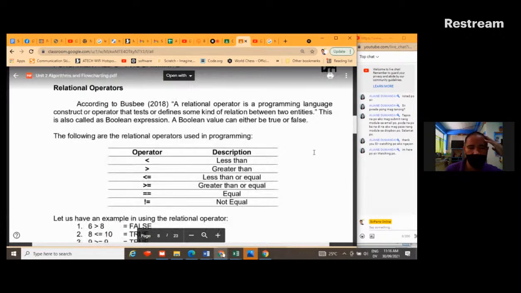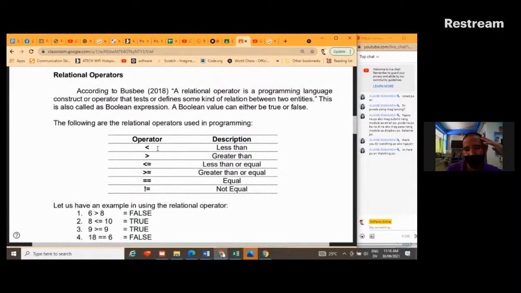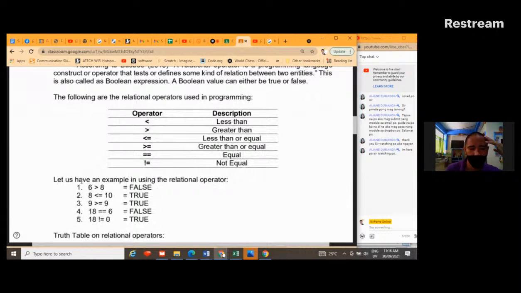Okay, so these are the following relational operators used in programming. Less than, take note of the symbol. This is less than, and this is greater than. This is less than or equal. This is greater than or equal, meaning it's either less than or equal. This one is equal, and the last one is not equal. So, for example, 6 is greater than 8.